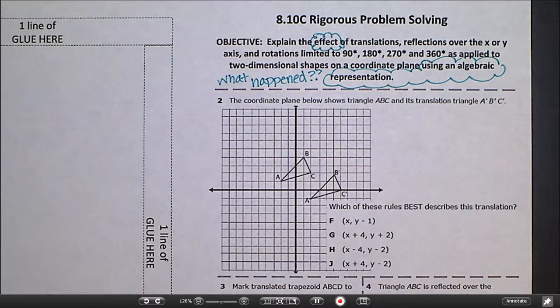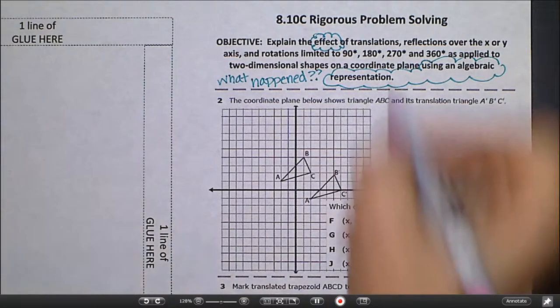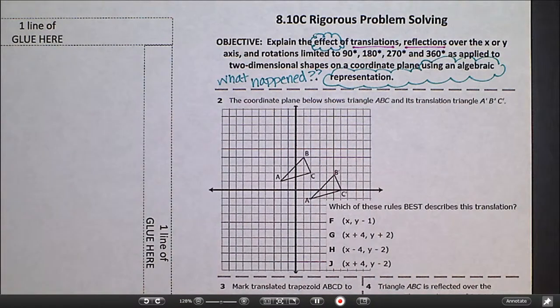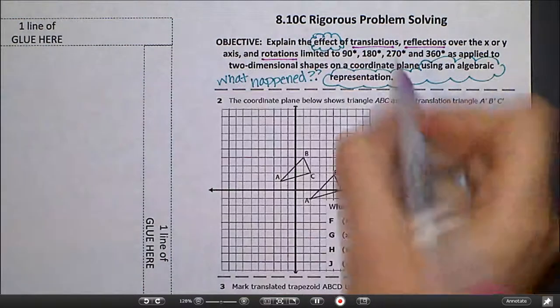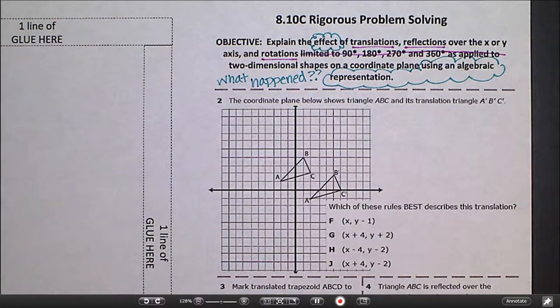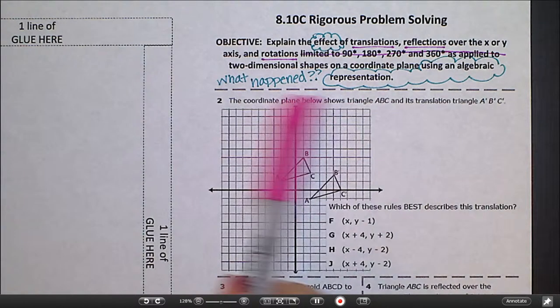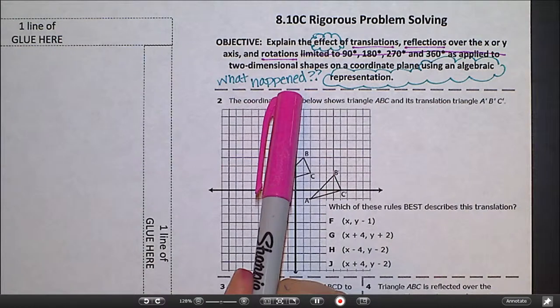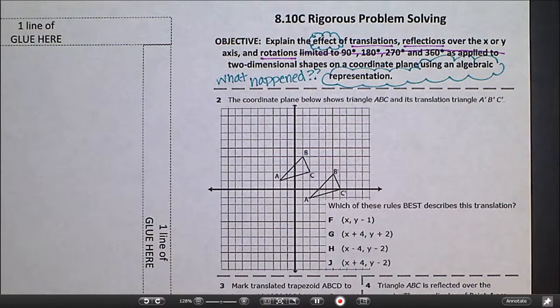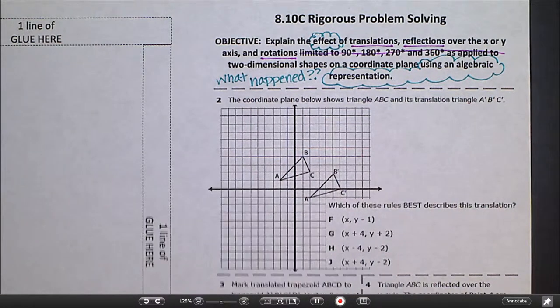Our three types of transformations that we're dealing with today are translations, reflections, and they specify that it's over either the x-axis or the y-axis, and rotations. You don't need to worry about the limited to parts. You just need to know, how can I explain what happened to the x and the y if an image is translated, reflected, or rotated? Nothing with dilations today. So let's look at number 2.